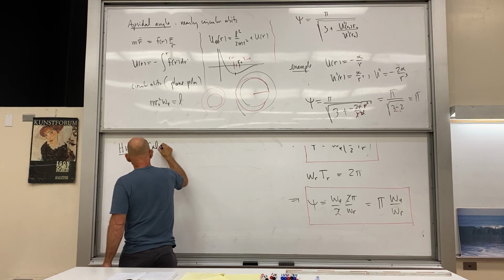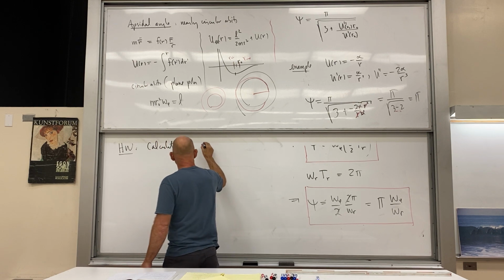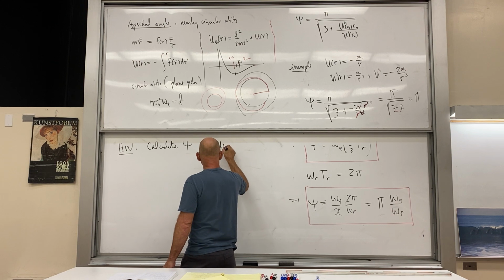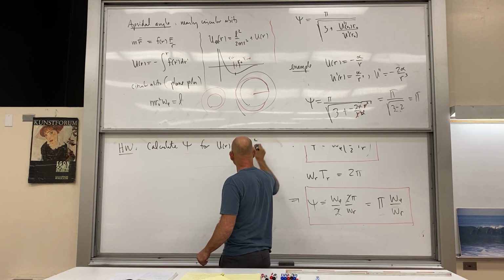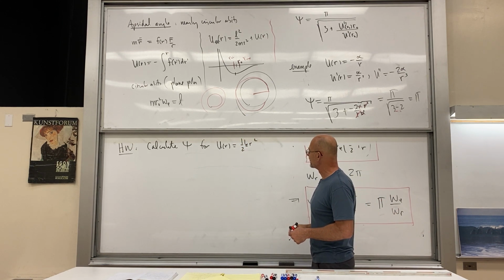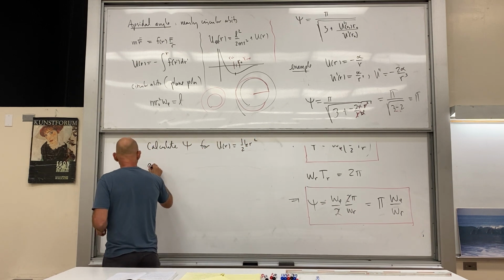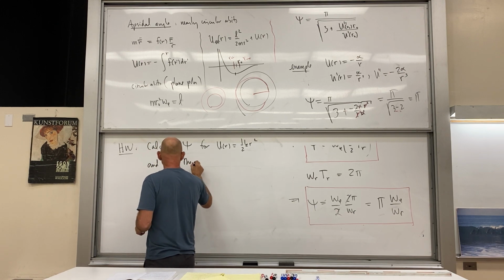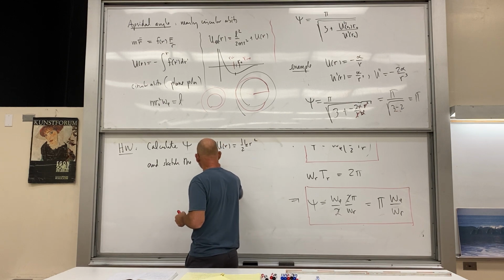So calculate C for U of R is equal to 1/2 k r squared. That'd be a harmonic central force potential. And sketch the trajectory. Sketch the trajectory between your concentric circles.